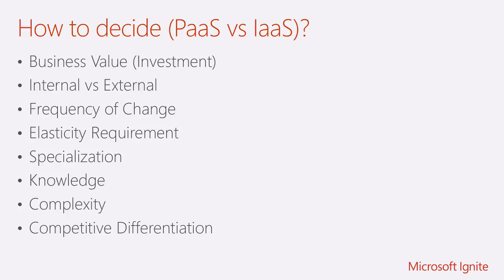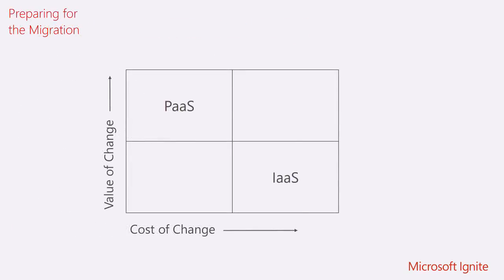And lastly, competitive differentiation. We talked about this. So this is the diagram I have. If you know that for a certain application there will be a lot of value to moving to platform as a service, and a little bit of cost to change to platform as a service, then you move to platform as a service. If the effort to move it to platform as a service is a lot, but you don't have the value of platform as a service, you don't need the agility, you don't need the features, then probably it's all right to stay on infrastructure as a service.